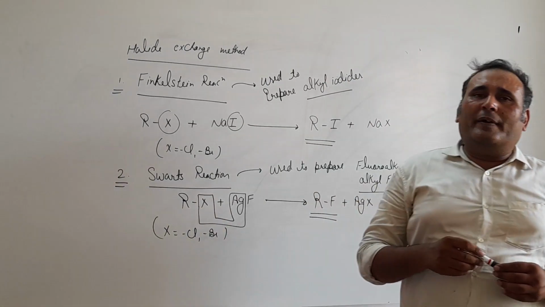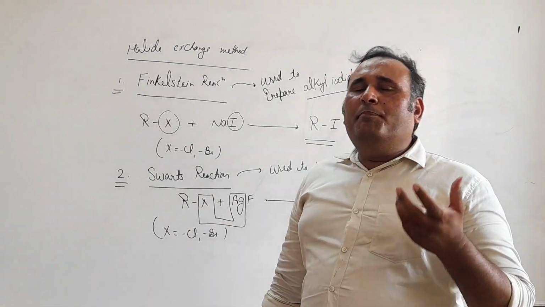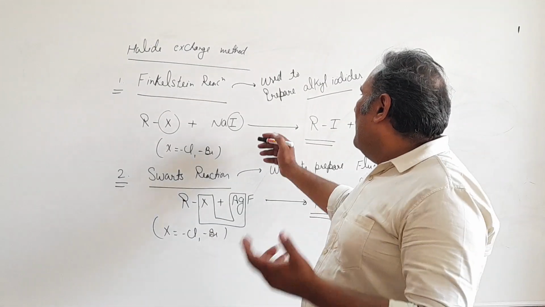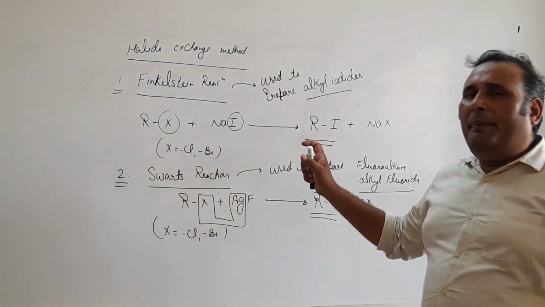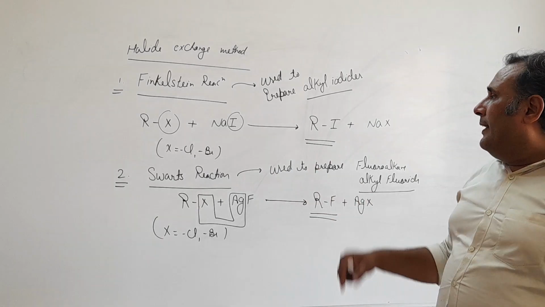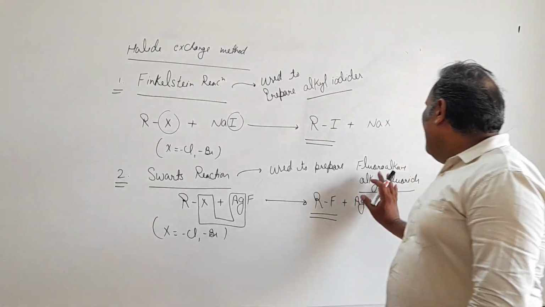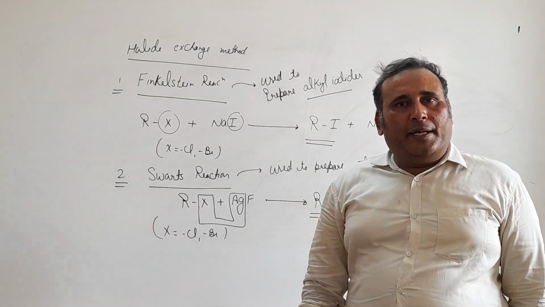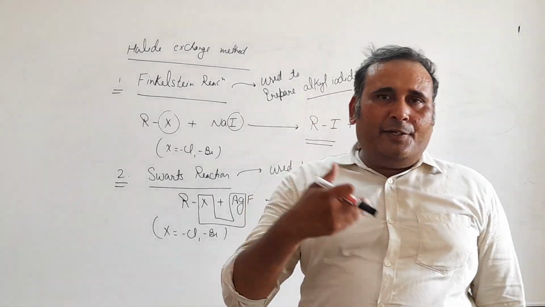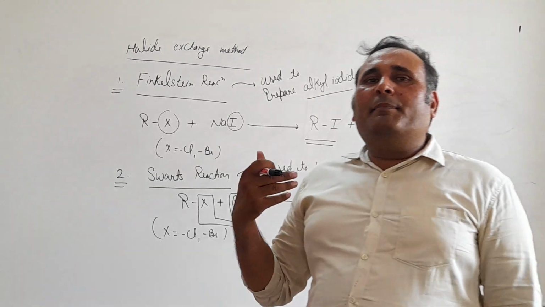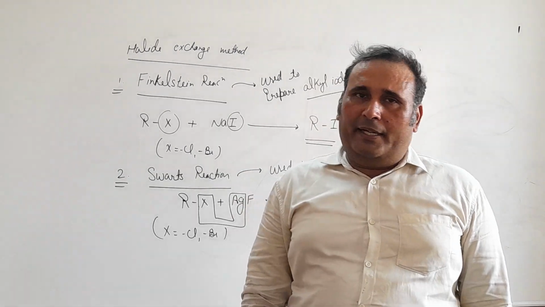The Finkelstein reaction is also very important. Both are halide exchange reactions, and the Finkelstein reaction is used to prepare alkyl iodide, while the Swarts reaction is used to prepare alkyl fluoride. So these are the methods of preparation of alkyl halides given in your NCERT. Thank you.